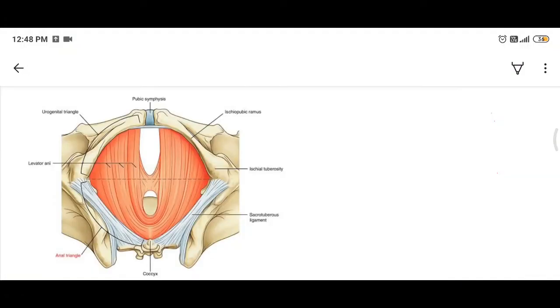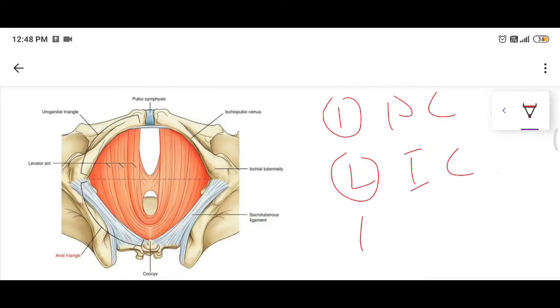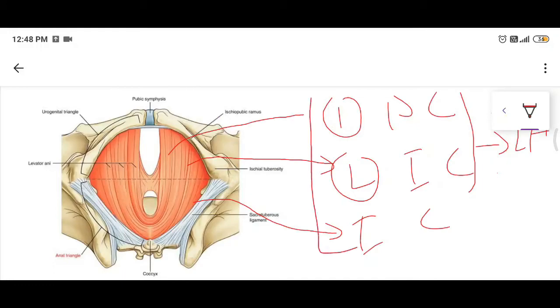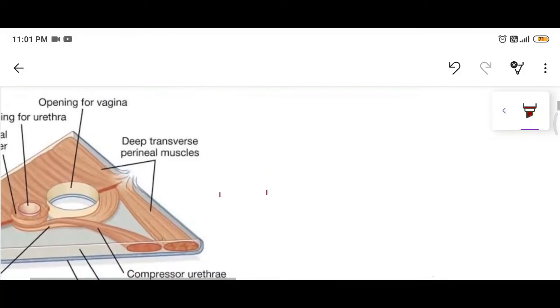Pelvic diaphragm is formed by three muscles: pubococcygeus, iliococcygeus, and ischiococcygeus. So guys, this is your pubococcygeus, this is your iliococcygeus, and this is your ischiococcygeus. Pubococcygeus and iliococcygeus together form levator ani, and these three muscles together form the pelvic diaphragm. So guys, this is your pelvic diaphragm.